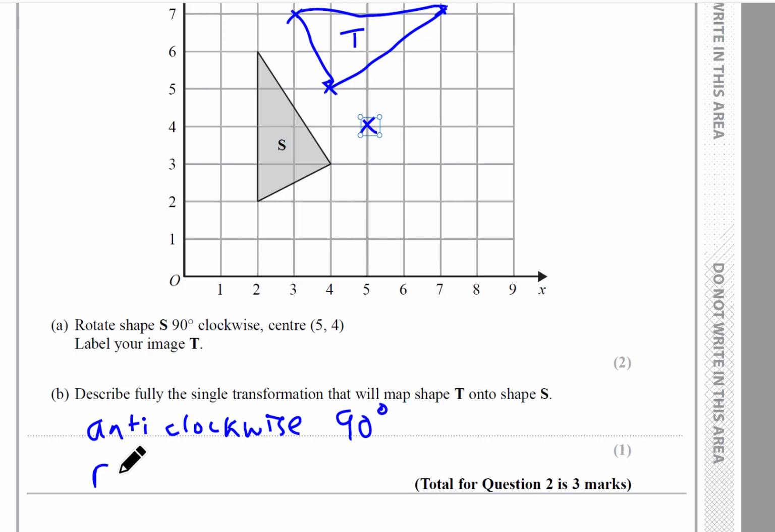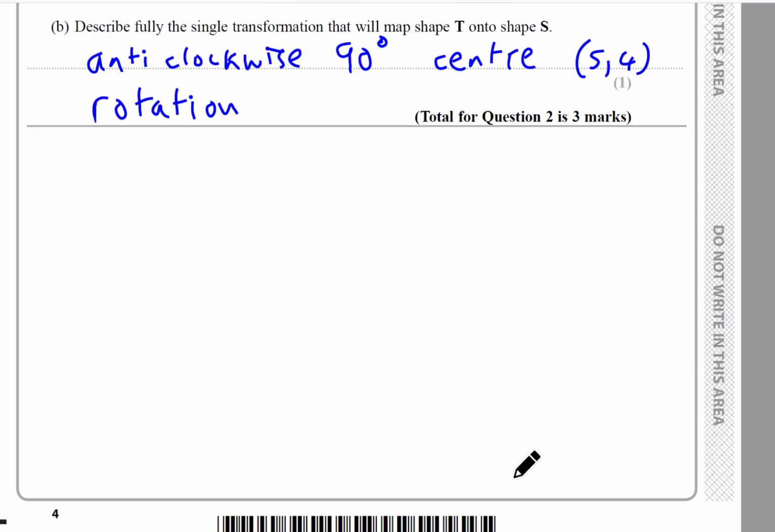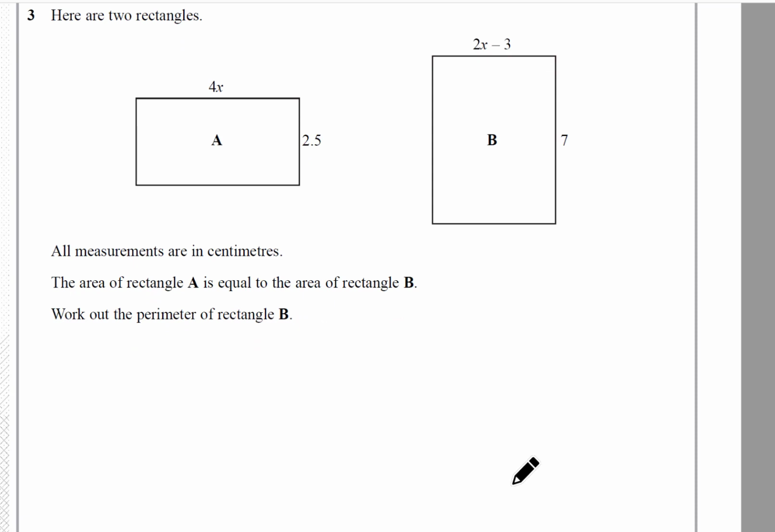You should say rotation, and it does ask for single, so it'll be rotation anti-clockwise 90 degrees, centre (5, 4). That's a nice 3 marks there. That should be 9 marks in your pocket.